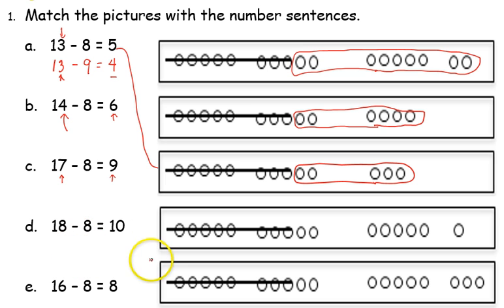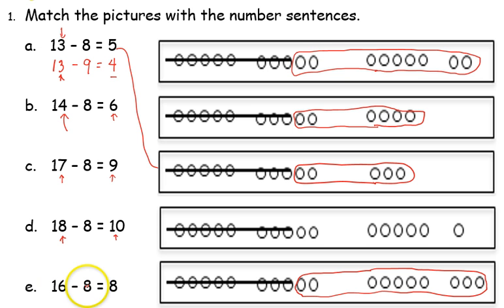Problem D is 18 minus 8 equals 10. So I will look for the problem that shows 8 and 2 more to get 10 for the answer. And that would be the last picture. I have 8 and 2 more. That gives me the difference of 10 when I subtract 8 from 18.